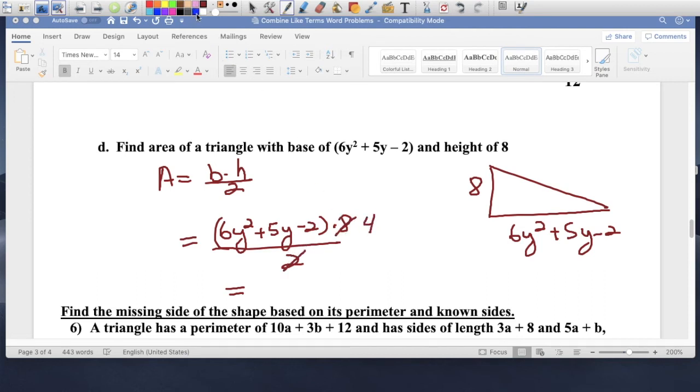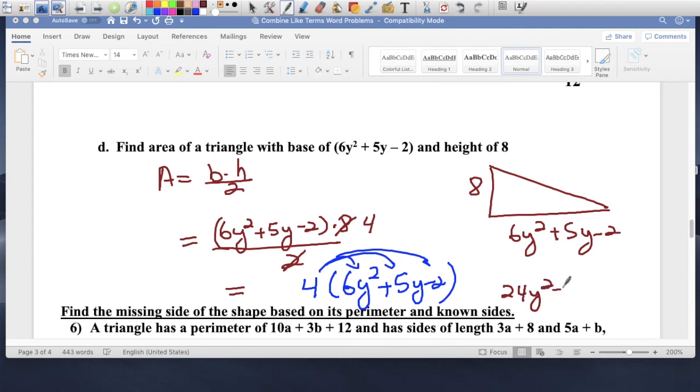So now, remember, it's the commutative property, right? So I can put the 4 in the front if you're more comfortable. So it's 4 times 6y squared plus 5y minus 2. If you do the distributive property, you're actually going to get 24y squared plus 30y minus 8.